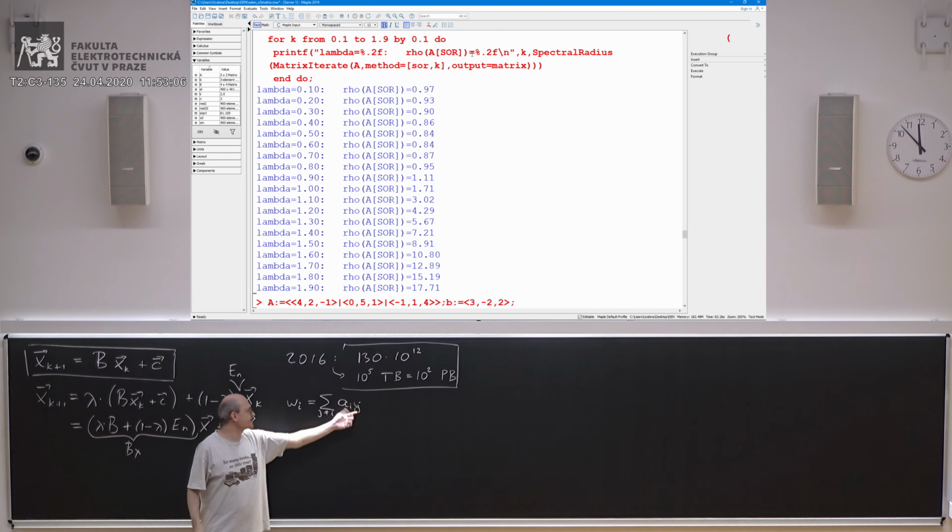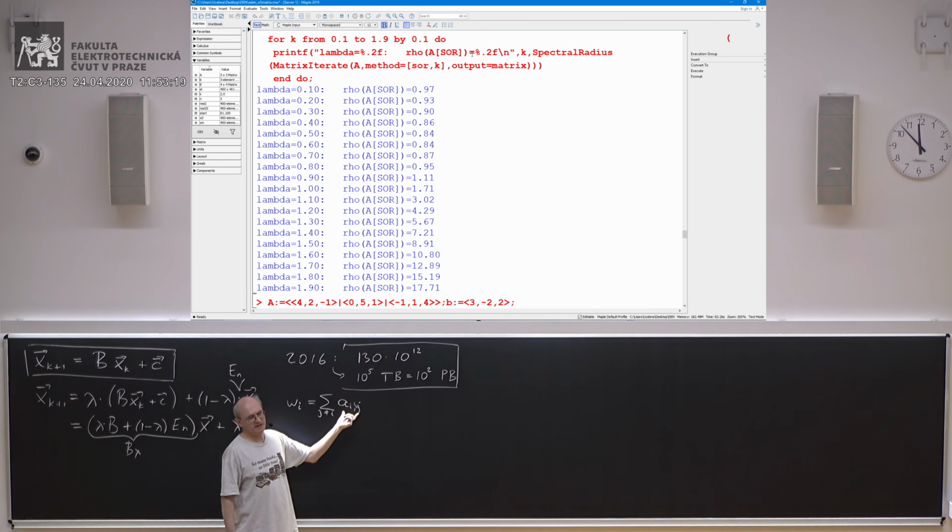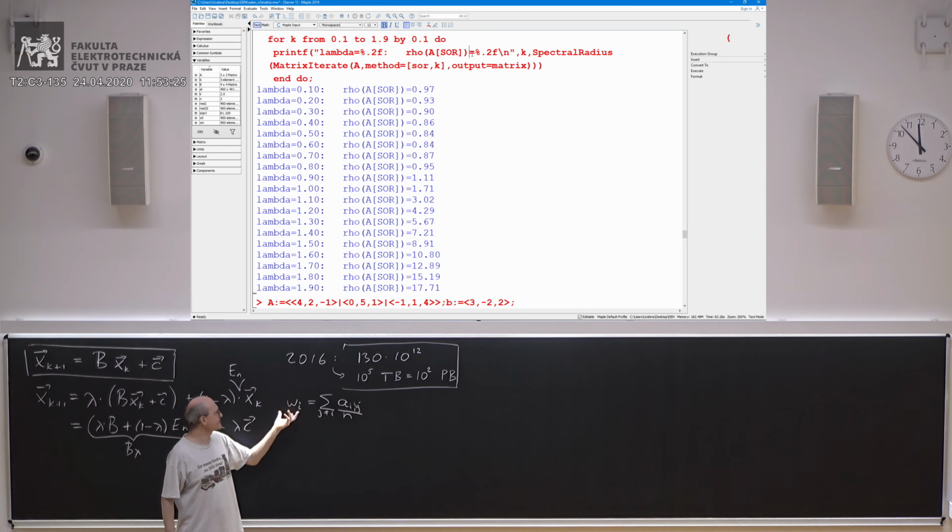These numbers a_ij are either 0 if site j does not link to this one, or 1 if it does link. Now, if you do it like that, you may get really, really huge weights. So in order to make things normalized, you divide it by the number of pages. So now the weight is always something between 0 and 1. This makes sense.